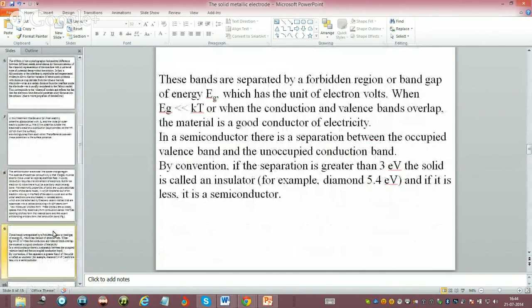The bands are separated by a forbidden region or band gap of energy Eg, which has the unit of electron volts. When Eg is very much less than kT, or when the conduction band and valence band overlap, the material is a good conductor of electricity. When the Eg is greater than kT, then it is a semiconductor. So by convention, if the separation is greater than 3 electron volts, it is called an insulator. If it is less than 3 electron volts, it is called a semiconductor, and if it is 0, it is called a metal.